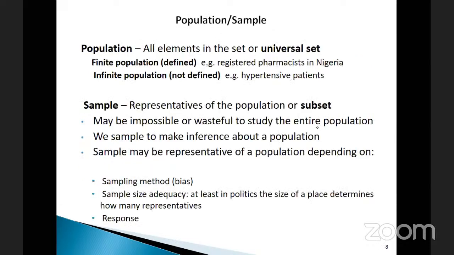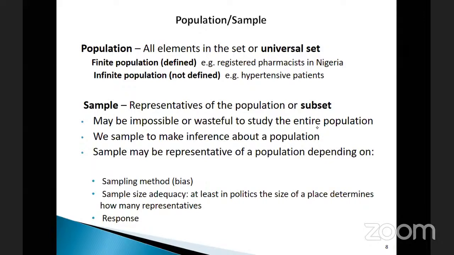Now, population and sample. We define population as all elements in the set, or what they call universal set. And the population may be finite or defined. For instance, if we say registered pharmacists in Nigeria, you can get a record. You can get a list of registered pharmacists in Nigeria, so it's defined, we can know them.